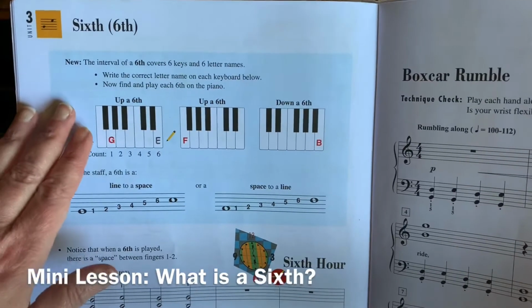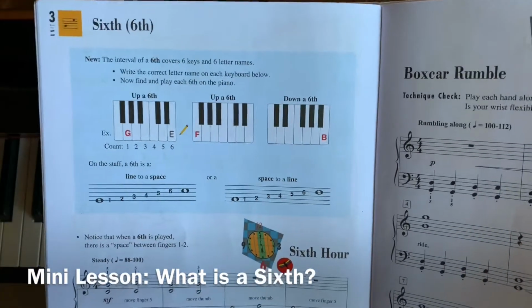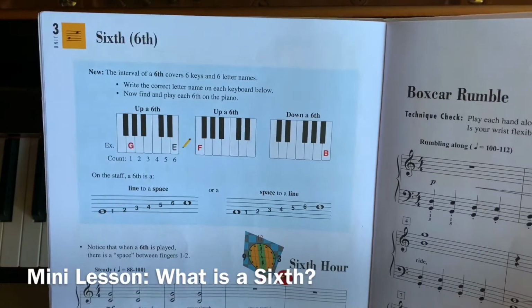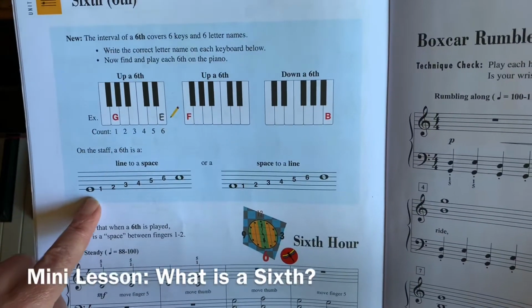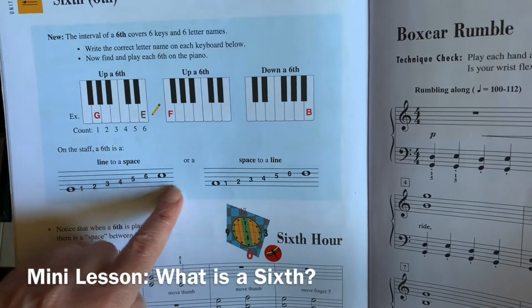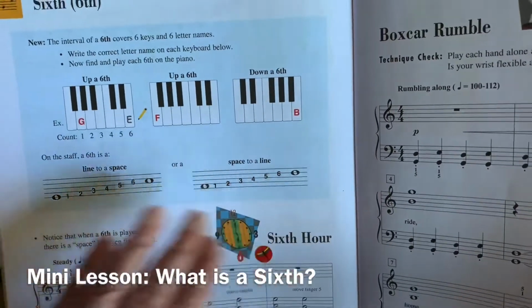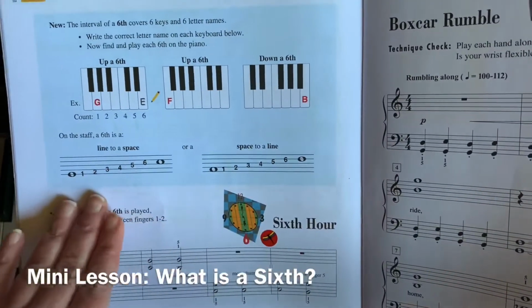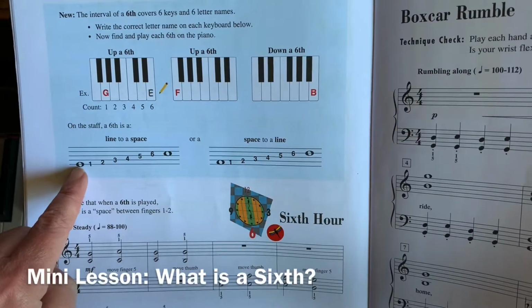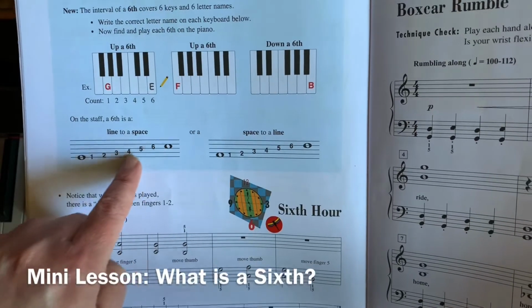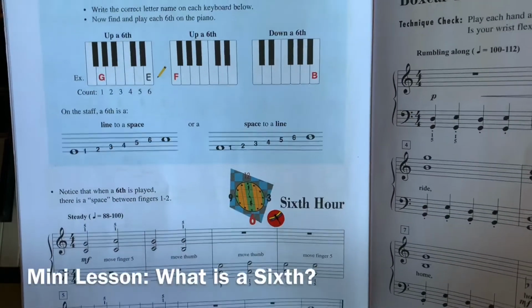This one is called a sixth, and it's going to have the same characteristic that the other even number intervals do. It's going to move from a line to a space, or a space to a line. There's just going to be more distance covered in this interval. We're going to be skipping or covering six whole positions on the staff instead of two or four.